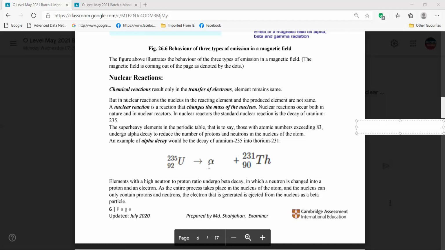Alpha has 2 protons and 2 neutrons, right? Yes, sir. So here we are having 2 protons, atomic number of alpha is 2 and the mass number of alpha is 4. And if you write this, then you can understand the left side and right side of the equation match, right? The mass number, atomic number, these are matching.